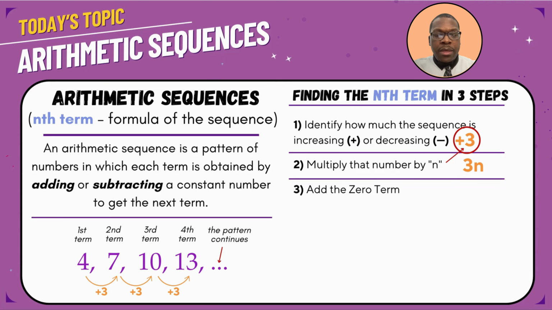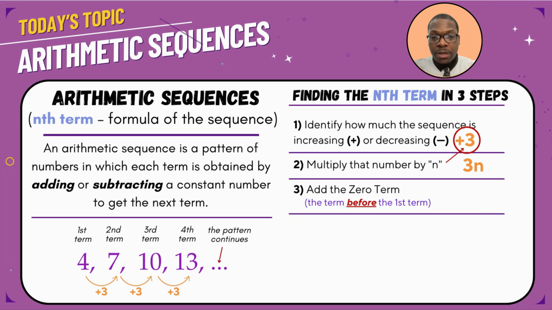Now, third step, add the zero term. The zero term is the number that, if you followed the pattern, you could put before the first term. So let's look at the sequence. We had 4, 7, 10, 13. What I'm asking is, what number could you put in front of 4 that would still fit the sequence? Again, every number is being added by 3 to get the next number. So what number, theoretically, could you put in front of 4 that would still fit the sequence? That would be known as the zero term.